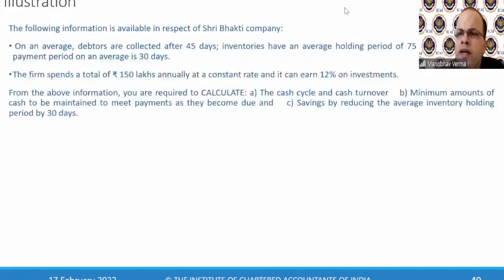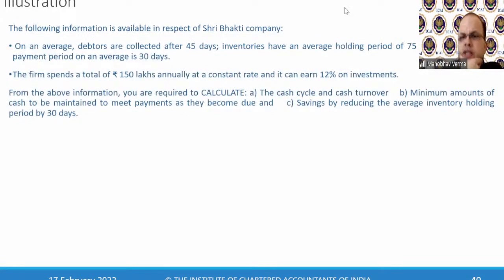So what do we have here, guys? Sri Bhakti Company is giving us some information. On average, the debtors are collected after 45 days. Inventories have an average holding period of 75 days. Creditors have a payment period on average of 30 days. The firm spends a total of 150 lakhs annually at a constant rate. It earns 12% on investments.